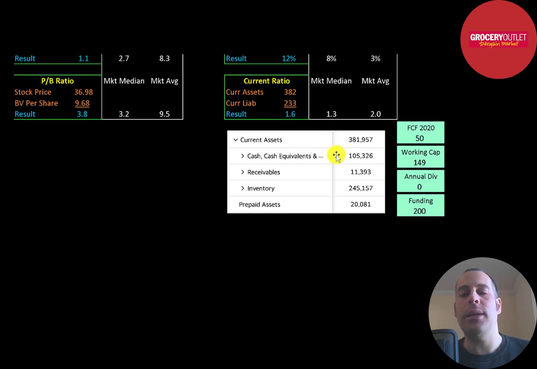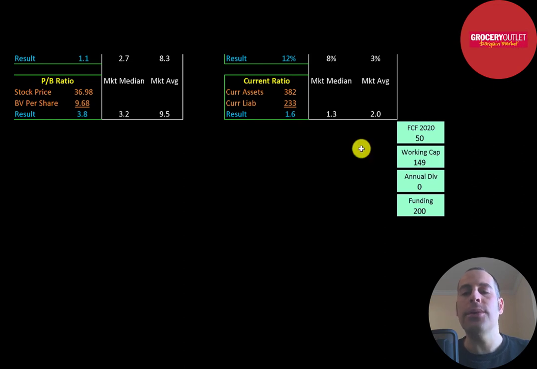Their current assets are 100 million of cash and 245 million of inventory. So the company does seem to have enough capital to get through the next 12 months without taking on any more debt. They had 50 million of free cash flow. They currently have 149 million working capital and they don't pay a dividend. So they have $200 million of funding.